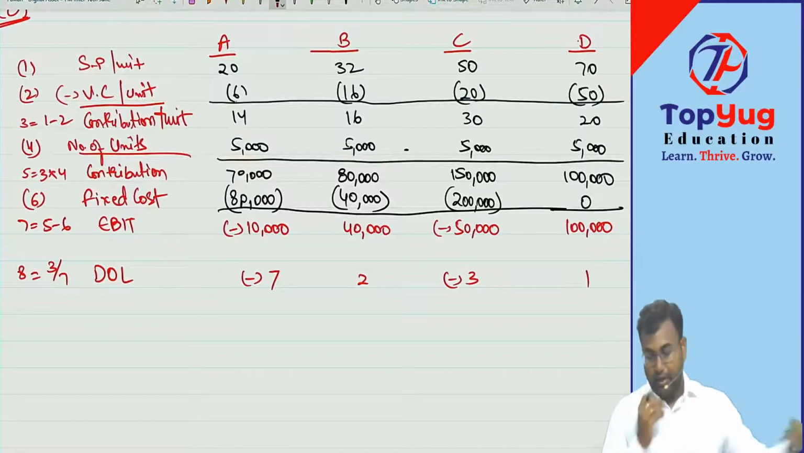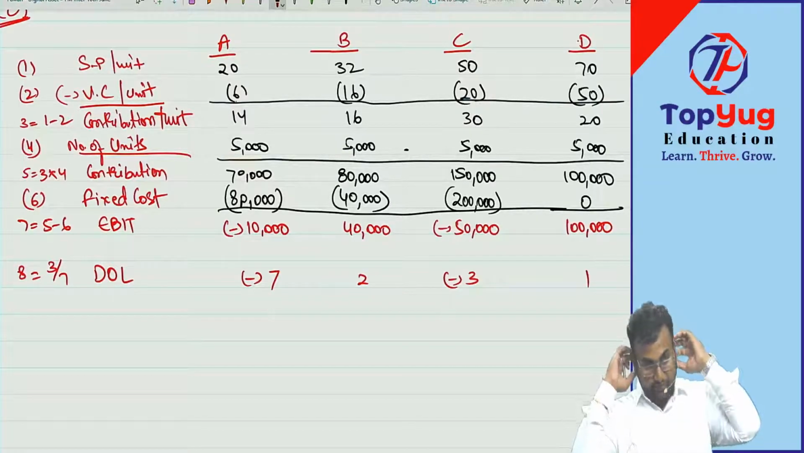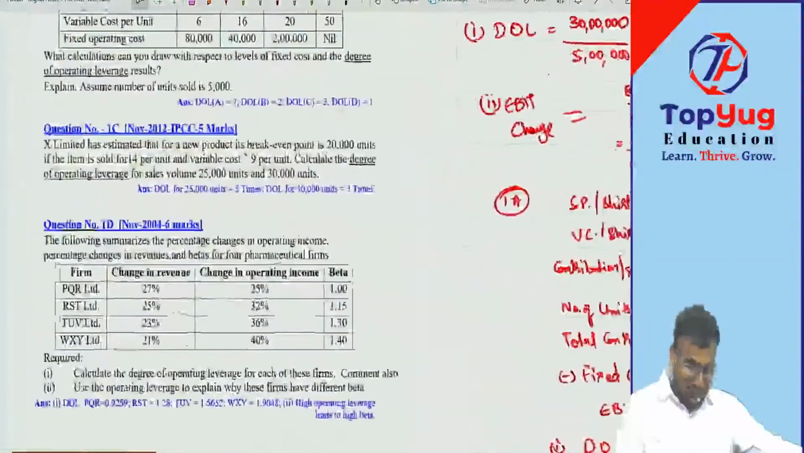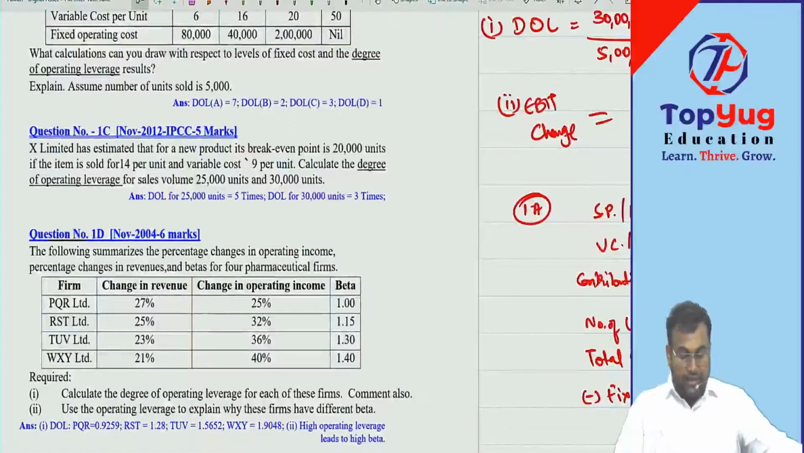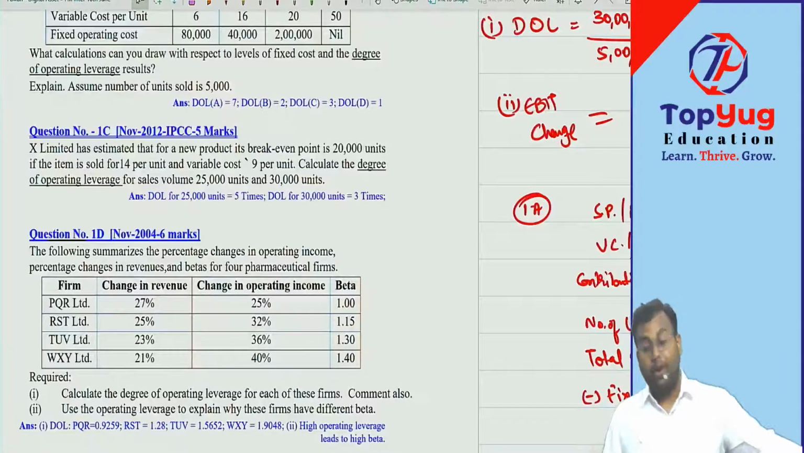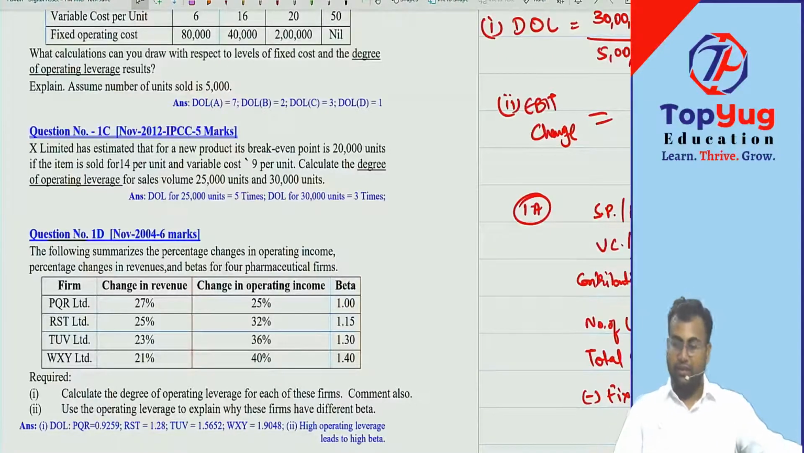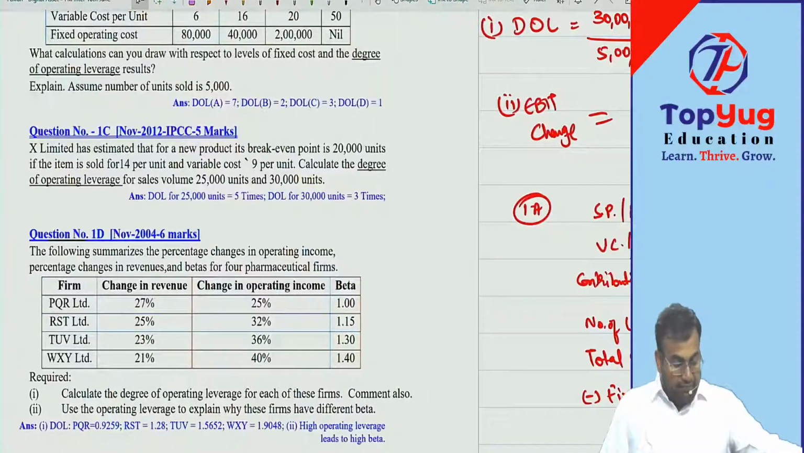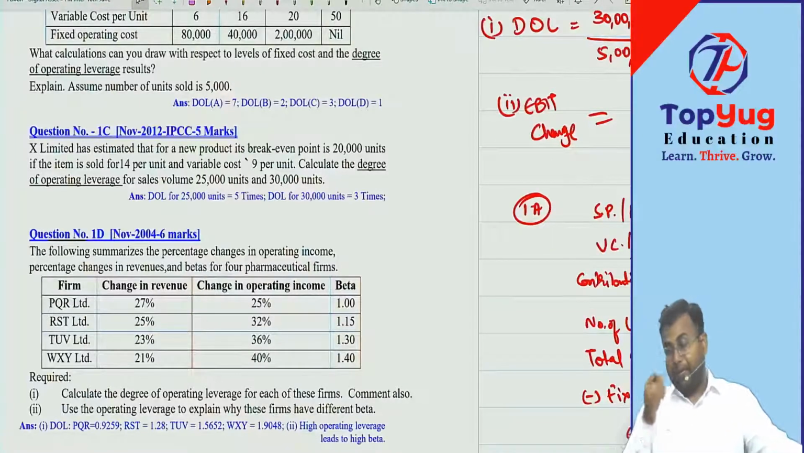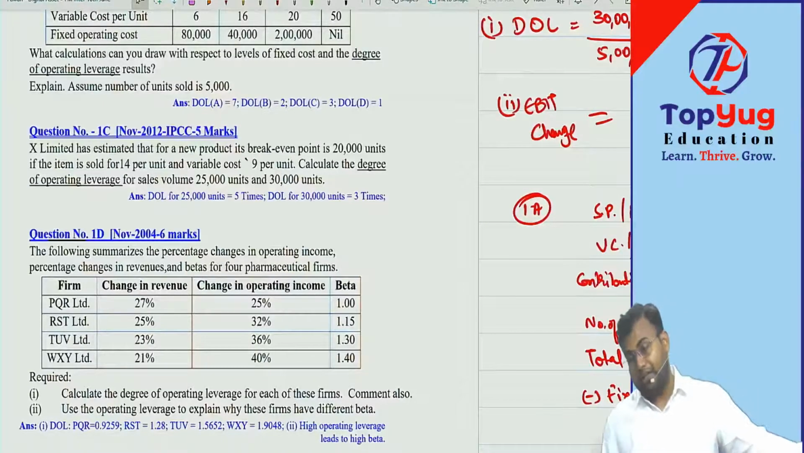Okay, guys. Let us start with the next problem. Is it okay? Done? Okay. Question 1C. X Limited has estimated that for a new product, its break-even point is 20,000 units. I will tell you what the break-even point is. Let us read out the whole problem. If the item is sold for 14 per unit and variable cost is 9 per unit, calculate the degree of operating leverage for the sales volume of 25,000 and 30,000.